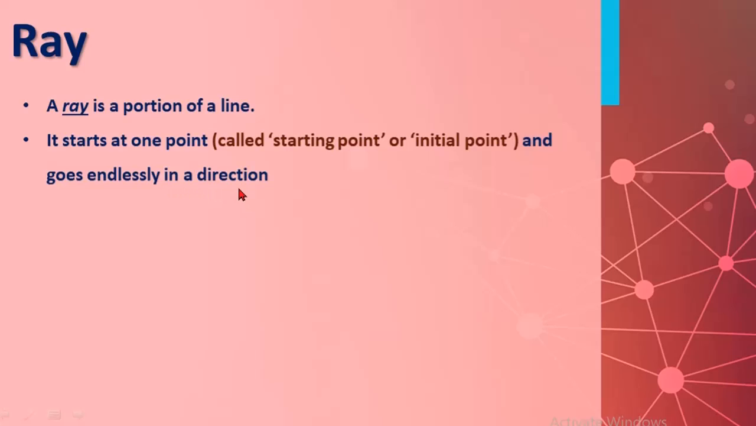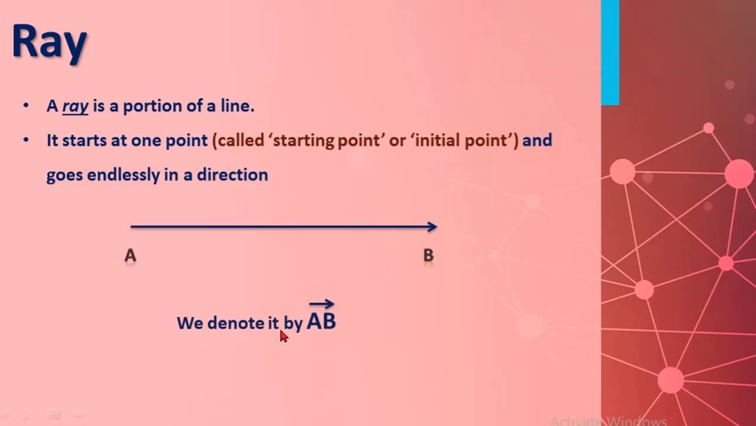Because it does not have any ending point, in the ray case also we cannot measure the ray, and it also contains a countless number of points. So this is a figure of a ray. Here we can see the starting point is A, and here we can figure out B, but B is not the ending point because this is a ray. You can see there is an arrow mark here, so there is no ending point, but we can write AB as ray AB.